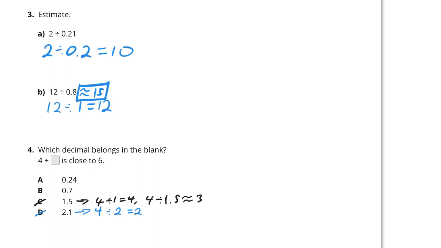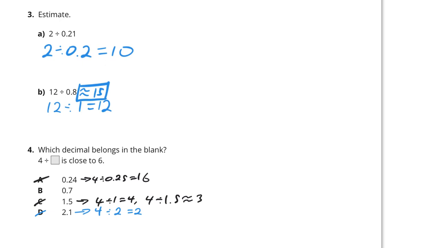The other easier one to do is going to be A, because it's close to a benchmark decimal of 0.25. That's a quarter. Since we know that 4 divided by 0.25, well, how many times does a quarter fit into 1? 4 times. So if it's into 1 4 times, it would fit into 2 8 times, it would fit into 3 12 times, and it would fit into 4 16 times, right? So it's going to give us 16. We can definitely cross that one off.